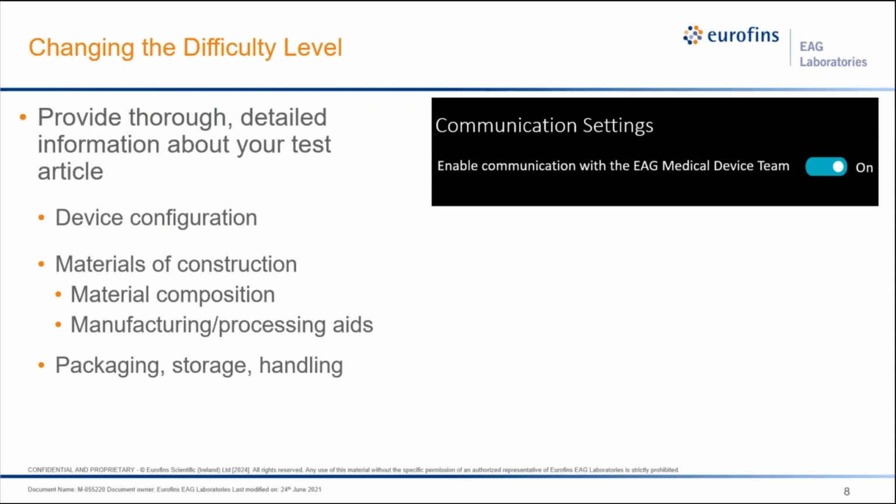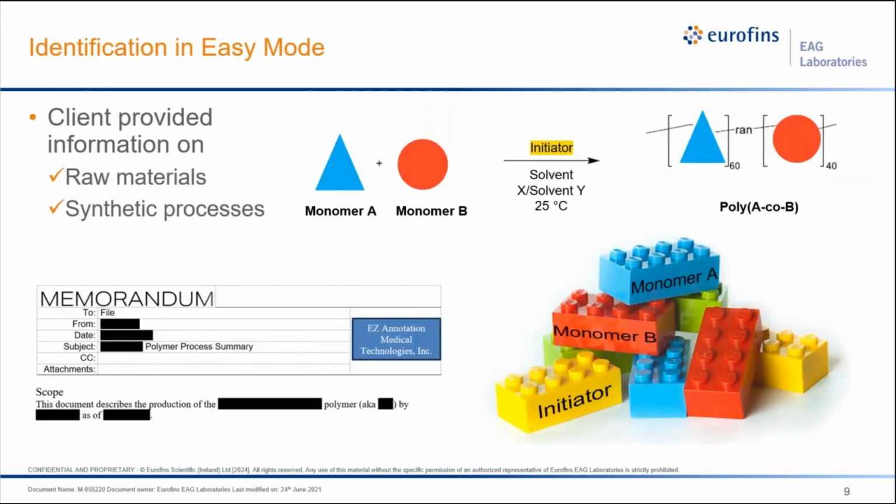So now that you know how to turn on easy mode, let's see how it can make a big difference for the outcome of the identification game. These slides reference the same project as the previous slides, but now we'll watch what happens when the client is very responsive and transparent. Here, they've provided several examples of data that is useful in identification, including identities of raw materials, synthetic processes, and reaction schema.